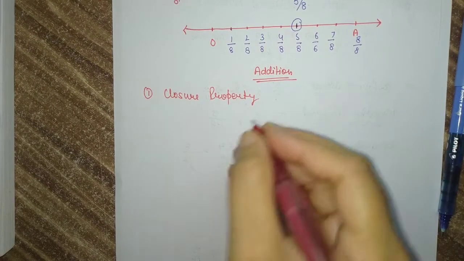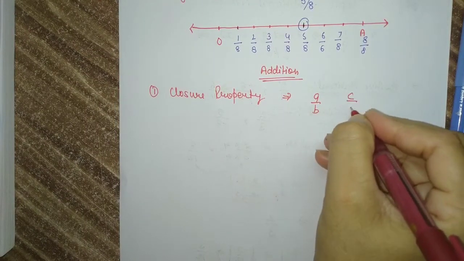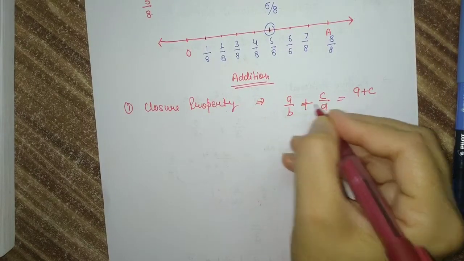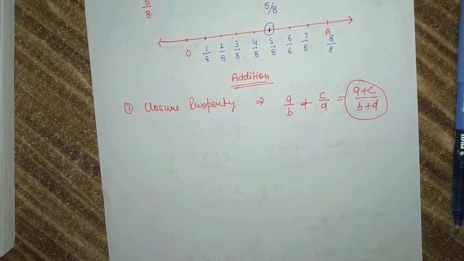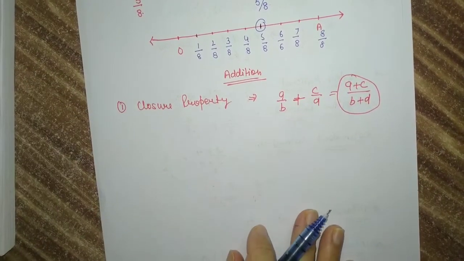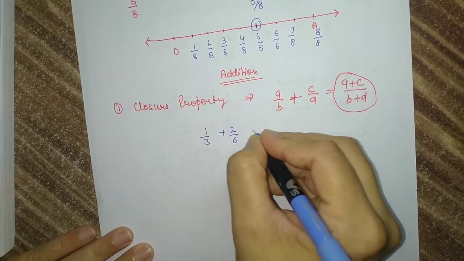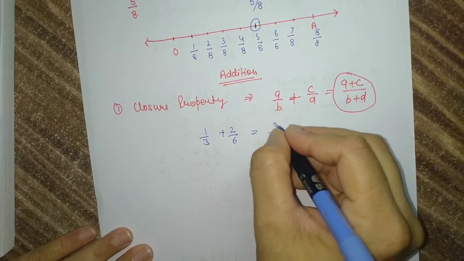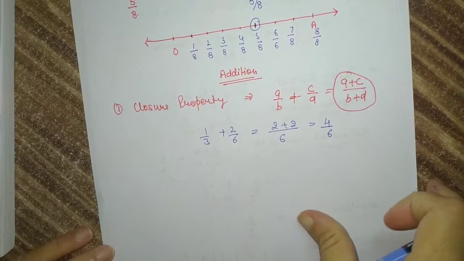For example, if the two rational numbers are a by b and c by d, if we add these two numbers, whatever the addition we get is also a rational number. So this is our closure property. Now I explain with the help of fractions. 1 by 3 plus 2 by 6. If we take their addition, the LCM is 6, 3 2s are 6, 2 and 2, that is 4 by 6. 4 by 6 is also a rational number.